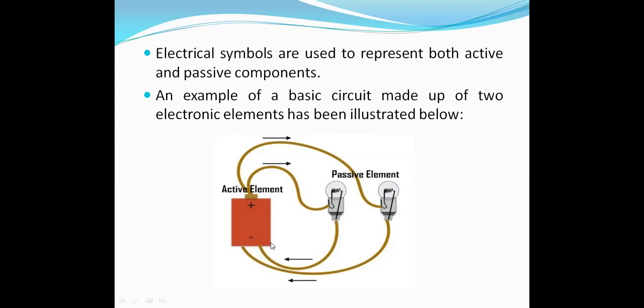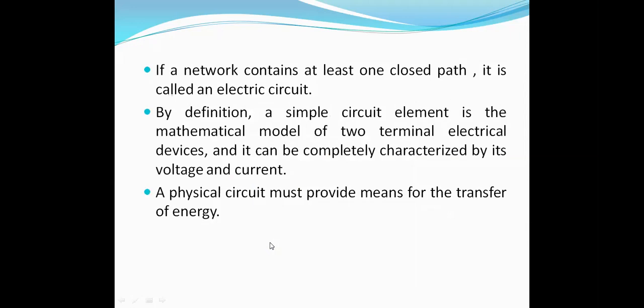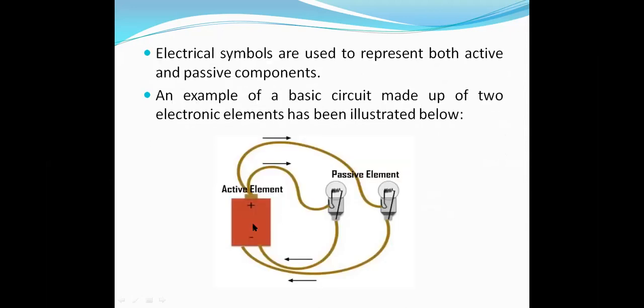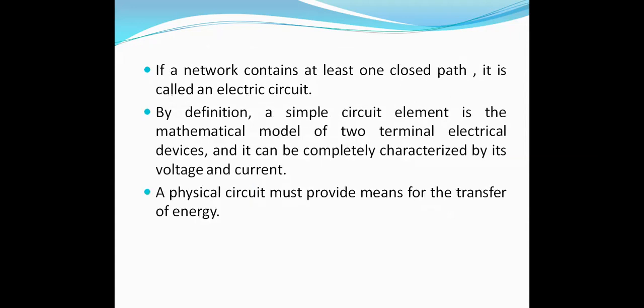Next, if a network contains at least one closed path, it is called an electric circuit. This is one complete closed path, and this is another complete closed path. A network is a combination of one closed path or more than one closed path. So if you want to make one complete electric circuit, it should contain a closed path in order to perform a certain task.